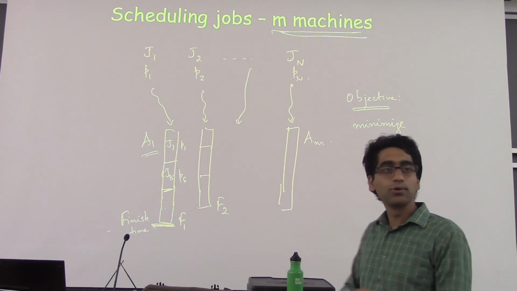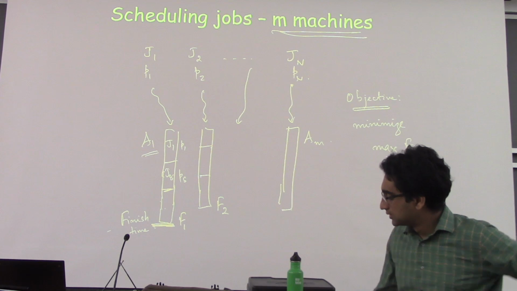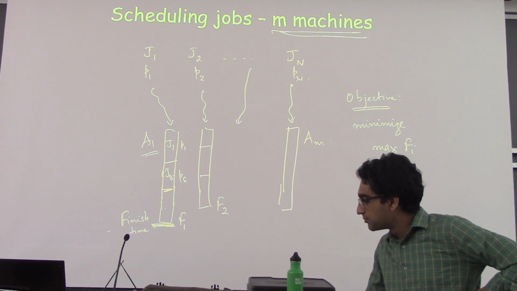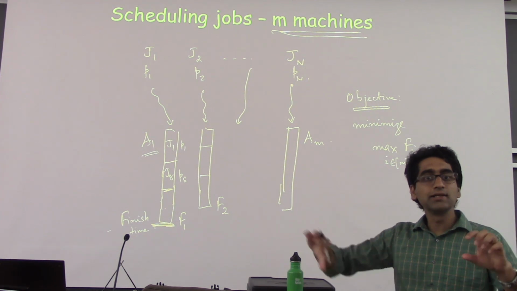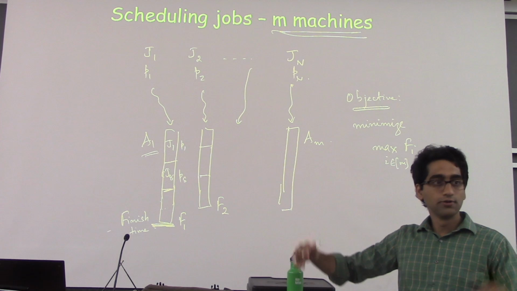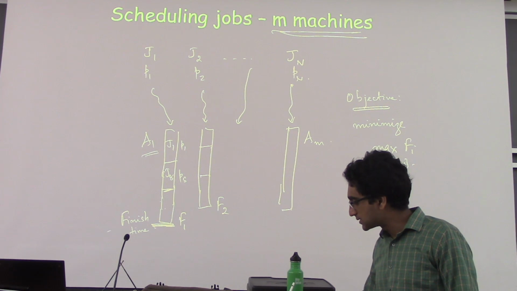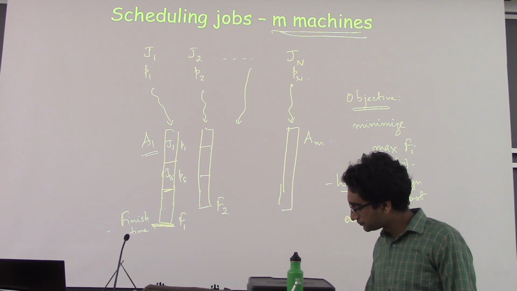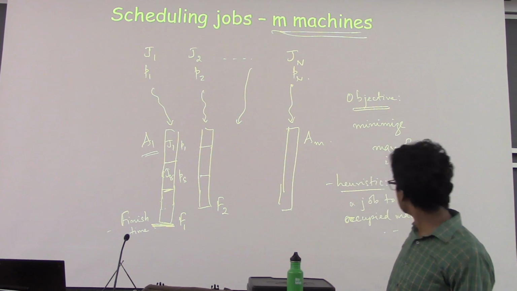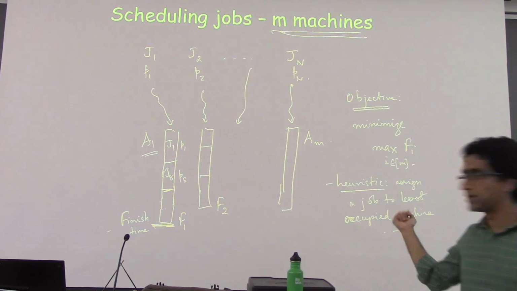One way could be you go through the jobs and then try to assign each one to the machine that's least occupied. This is a natural heuristic: assign a job to the least occupied machine, and keep doing it. It turns out this is actually a decent heuristic.